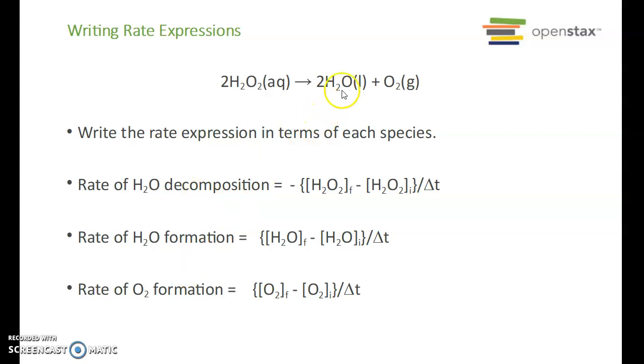Likewise, the rate of formation of the water is going to be the final amount of water minus what you had initially, which is probably 0, divided by the time interval over this formation. And a similar equation applies for this one right here.